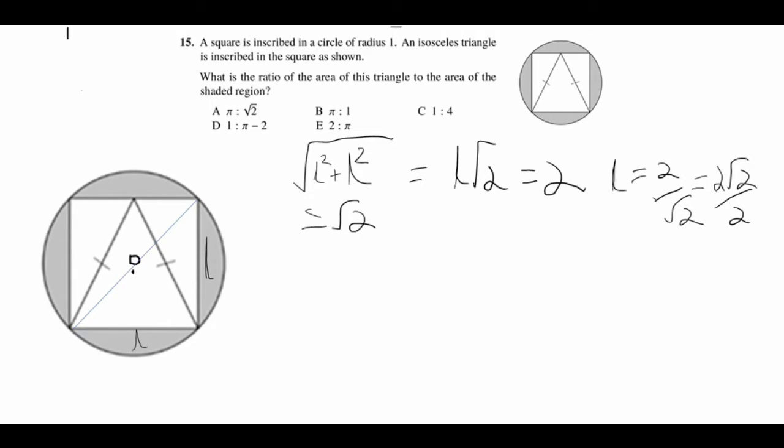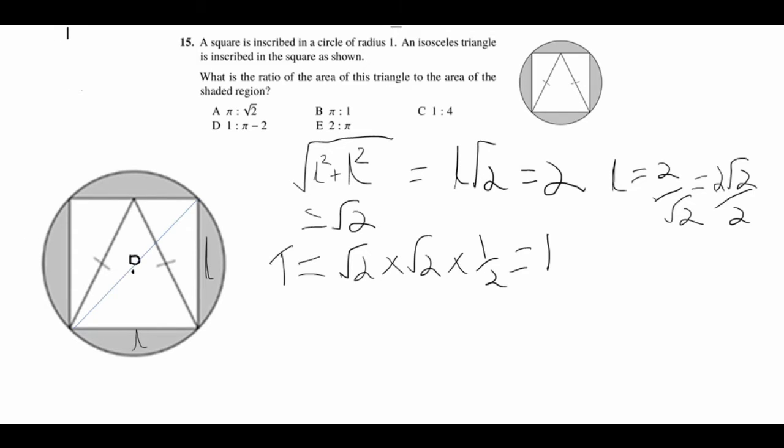Okay, so we now know the length of each side of the square. Well, the triangle has area equal to half its base times its height. And we can see that this base is the same as the length of the square, and its height is also equal to the length of the square. And so the triangle's area T is equal to root 2 times root 2 times a half, which is equal to 2 times a half, which is 1. Okay, so now we know the area of the triangle.